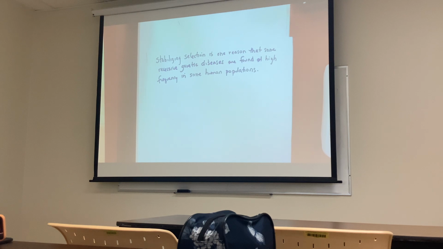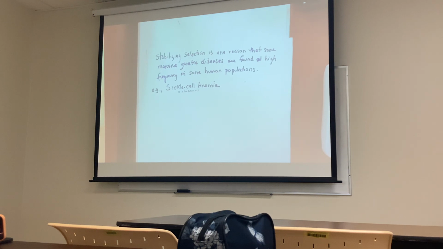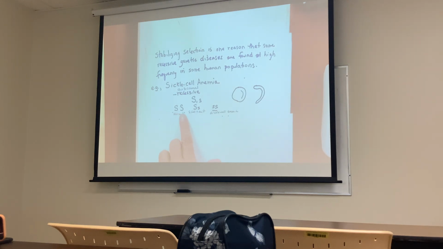And the classic example is sickle cell anemia. We talked about sickle cell anemia last semester. Remember, sickle cell anemia is a genetic condition caused by a recessive allele at a locus that has two alleles, let's just call one big S and one little s. The big S is dominant over the little s. So you have three genotypes. Big S big S, big S little s, little s little s.